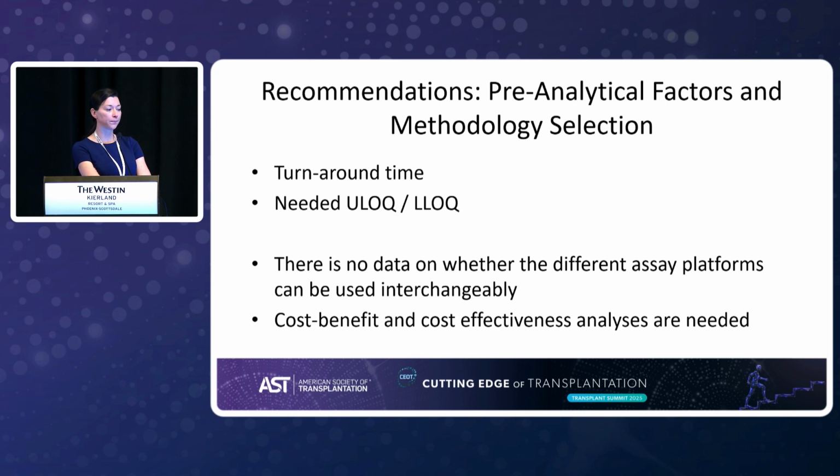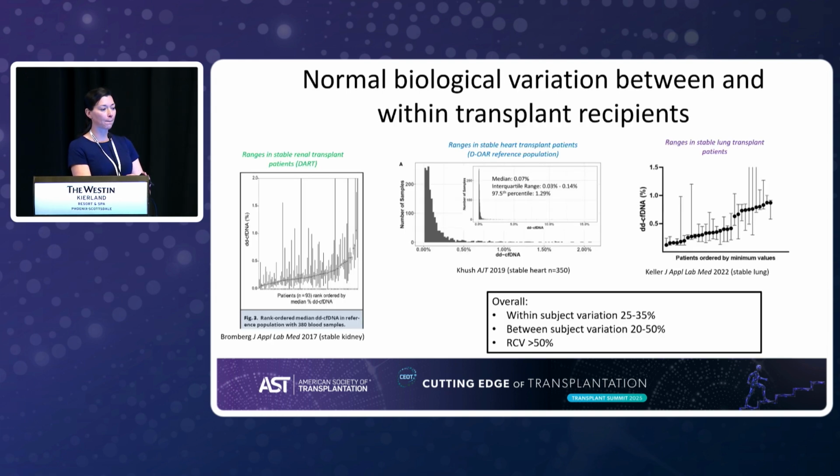We also, as a consensus, felt there is currently no data on whether these different assay platforms can be used interchangeably. There's a lot of data on one assay in one transplant patient population, but very little data comparing the platforms. And then, of course, we're really lacking in cost-benefit and cost-effectiveness analyses. There's a lot of assumptions being made that it would be better to do surveillance testing than protocol biopsies, but there's really not in existence cost-benefit analyses as of yet.